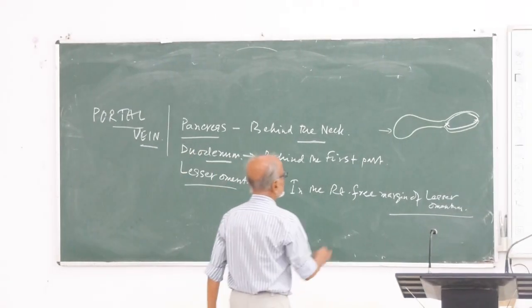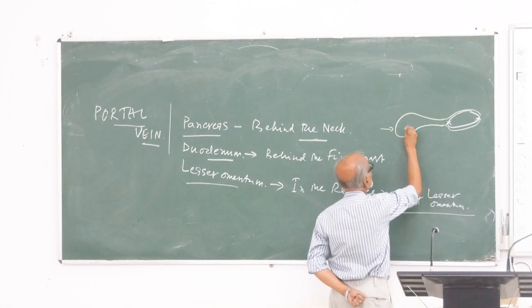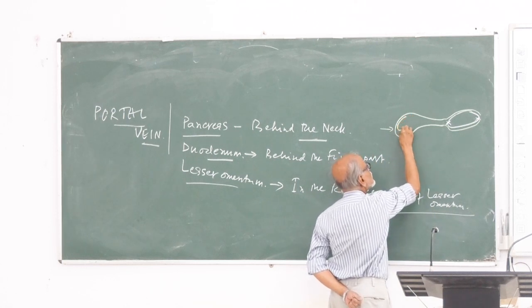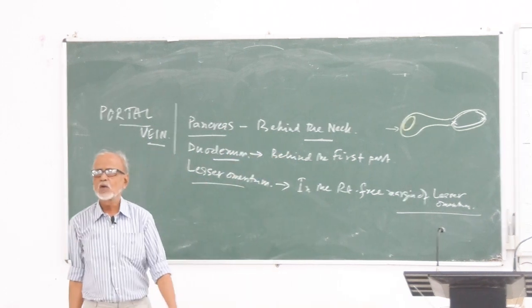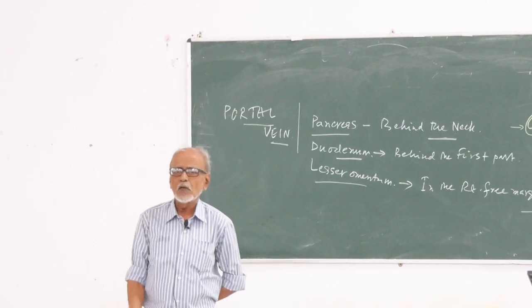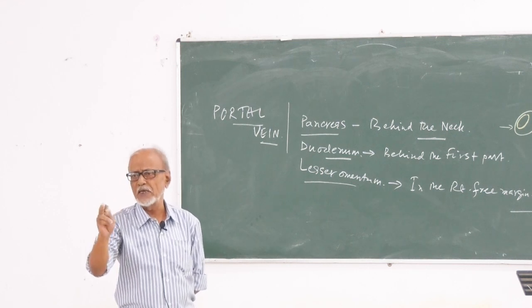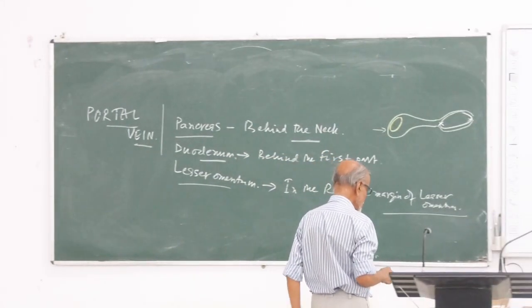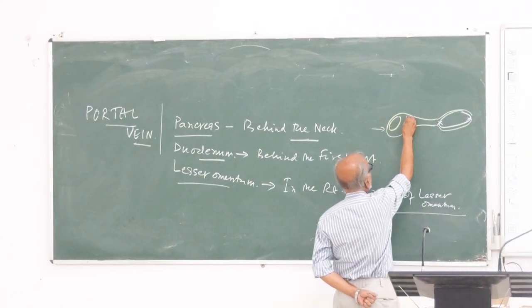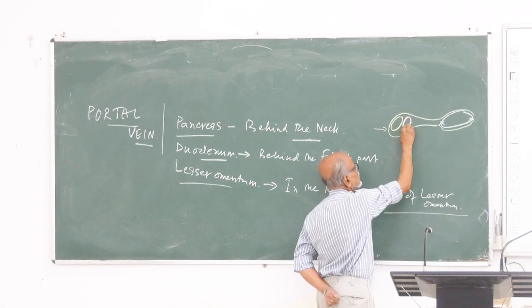Now here in the right free margin of lesser omentum we will be finding this very important structure which is being called as the bile duct, CBD, common bile duct. We will be finding in front and to the right. In front and to the left we will be finding the hepatic artery proper, ঠিক আছে, hepatic artery proper. তাহলে এখানে আমরা দেখতে পাবো hepatic artery proper. This is the hepatic artery proper.